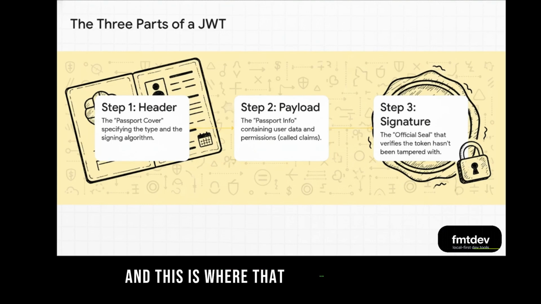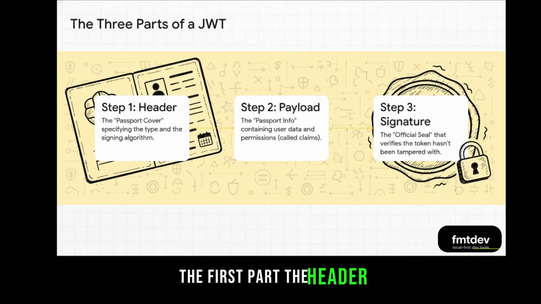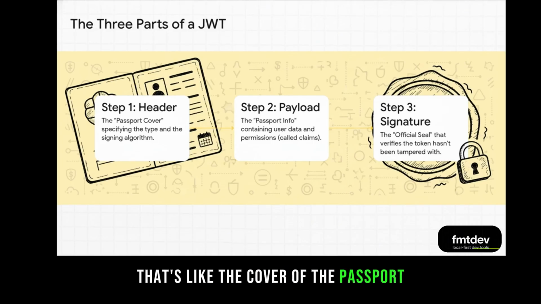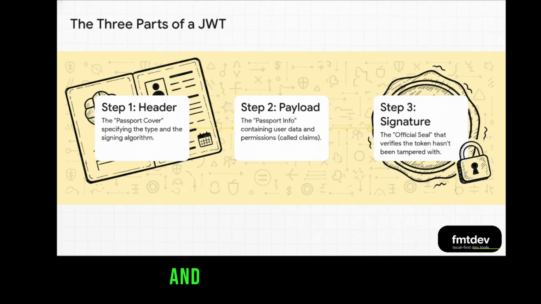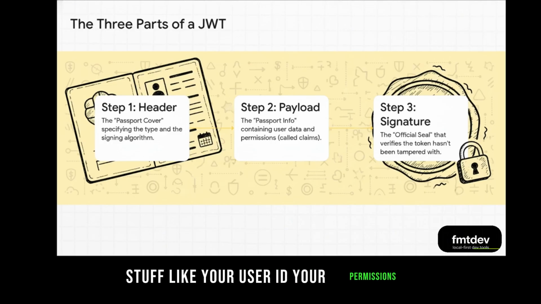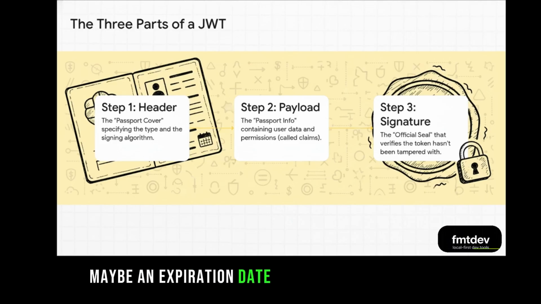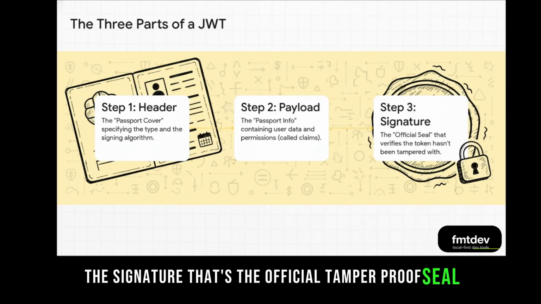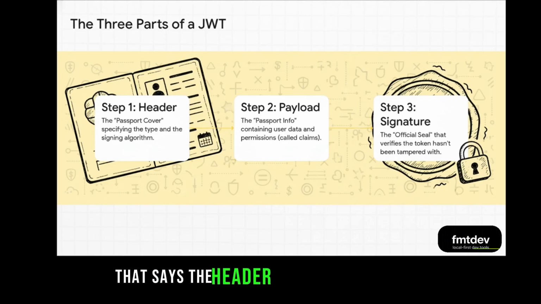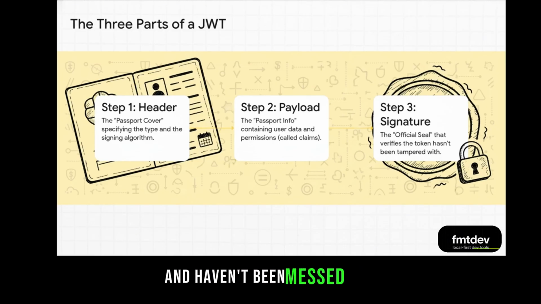And this is where that passport analogy really starts to make sense. The first part, the header, that's like the cover of the passport. It says what type of token it is, and this is super important, the signing algorithm that's being used. The second part, the payload, is like the main info page. This is where you find the claims, stuff like your user ID, your permissions, maybe an expiration date. And then that final part, the signature, that's the official tamper-proof seal. It's the cryptographic proof that says the header and payload are legit and haven't been messed with.